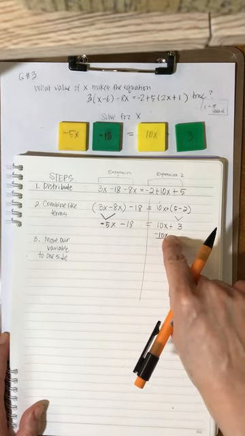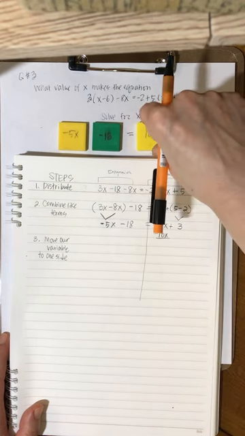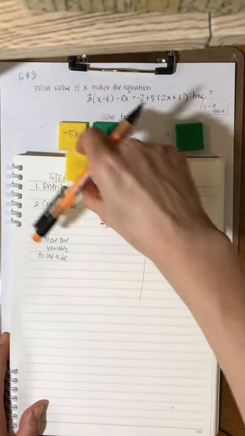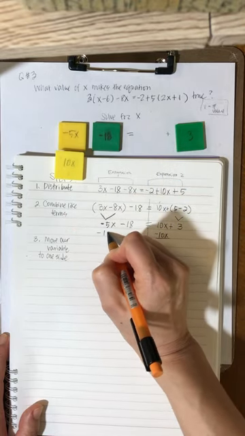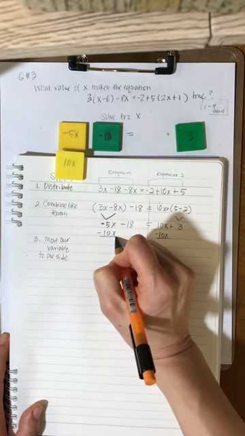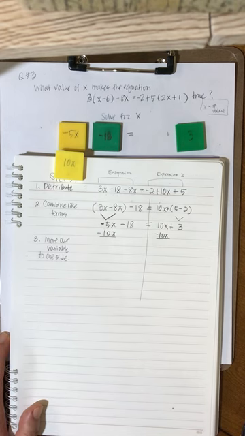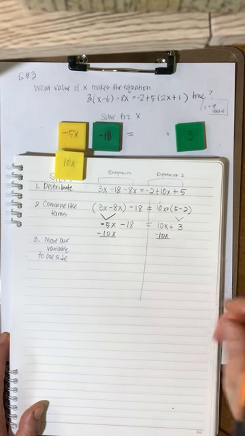Because I took away 10x from here, I'm gonna take it away from here physically. I need to take the 10x from this side. Okay, so I'm taking 10x. All right, so hopefully you guys are staying with me.